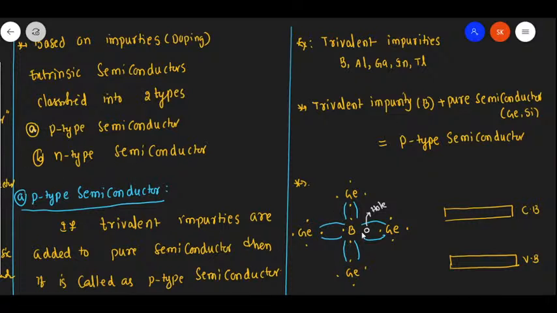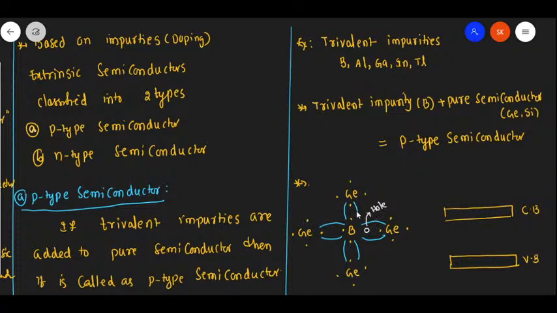One boron atom creates one hole. Have you understood this? One boron atom creates one hole. But we will add so many boron atoms, and due to that so many holes are generated. For example, this is generated due to the boron atom impurity. If you add 10,000 boron atoms, it means 10,000 holes are generated.